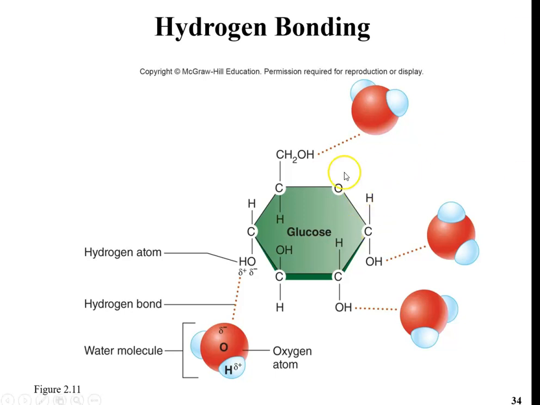So here's a schematic of hydrogen bonding, water bonding with glucose. Now remember that the oxygen is more electronegative, so it tends to pull the electrons towards it. That means the oxygen atom has a region of partial negativity over it. And this interacts with this hydrogen atom that has a partial positivity over it because this oxygen is pulling its electrons away from it. So this hydrogen is partially positive and interacts with the partial negativity of the water molecule.